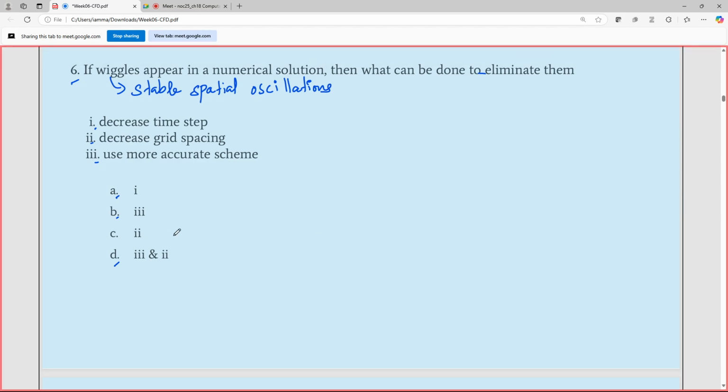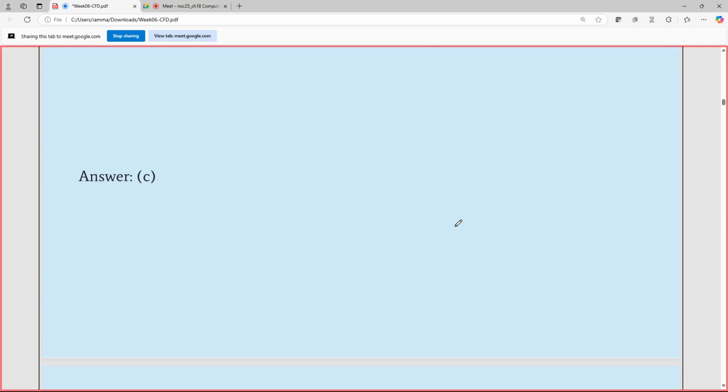The answer is option C, decrease the grid spacing. That is, we have to reduce the grid spacing, or delta x, we have to reduce it. That is to refine the mesh.